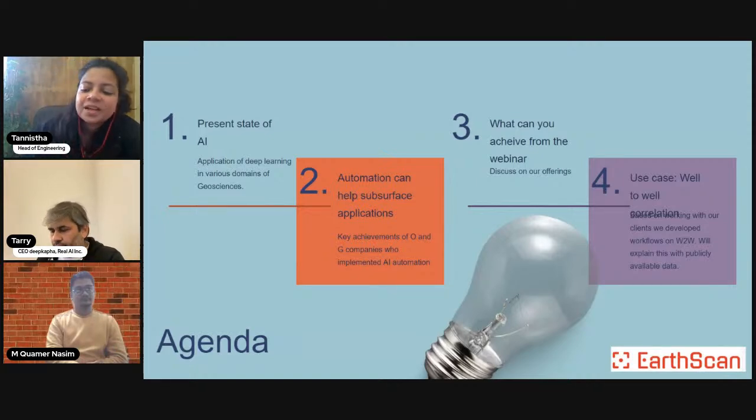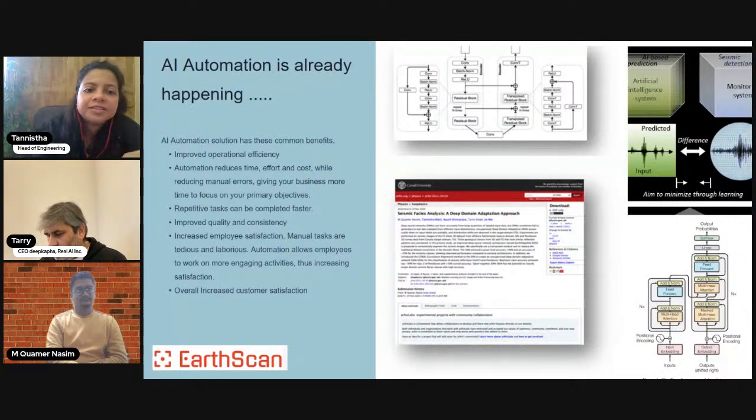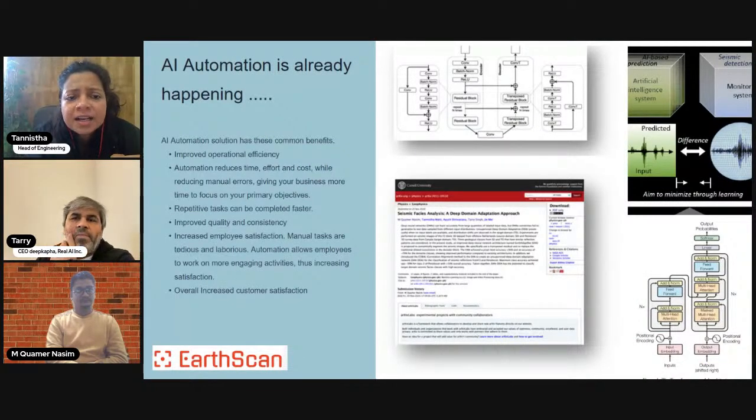So coming to the first point, AI automation is already happening. We all know the common benefits are improved operational efficiency. It reduces time, effort, and cost, while also reducing manual errors. These are very common examples of what AI is doing. You can also have AI taking over repetitive tasks, completing them faster, improving quality and consistency, also increasing employee satisfaction, which is very important, and also increasing customer satisfaction.